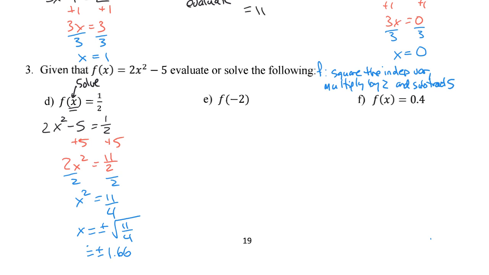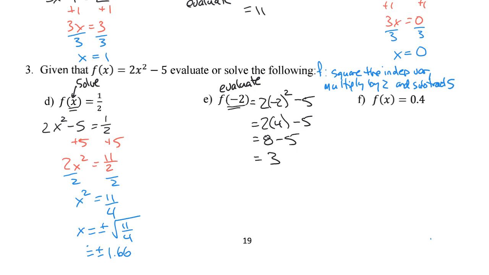So again, when I've got my function notation with the x in it equal to a value, that's like a solve sort of a problem. However, if there's a number inside, this is an evaluate sort of a problem. So f is square the independent variable, multiply by 2, and then subtract 5. In this case, the independent variable is -2. So the first thing I'm going to do is that squaring. So that'll be 4. Then I'm going to do the multiplication, 8, and then subtract the 5 to get 3.